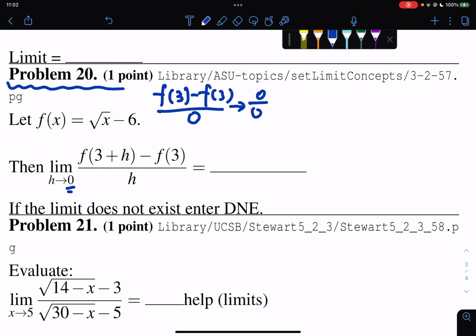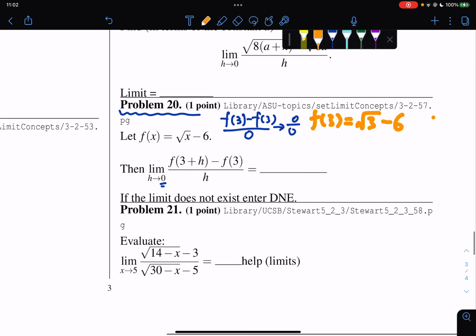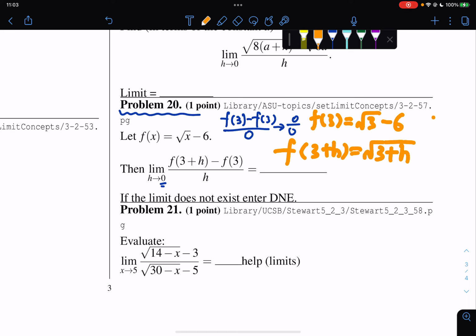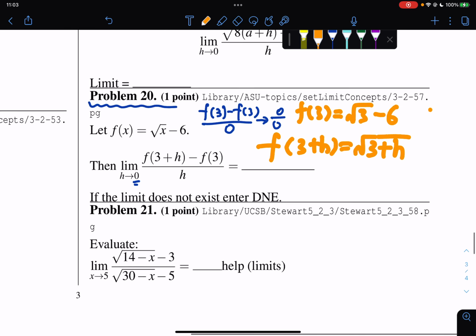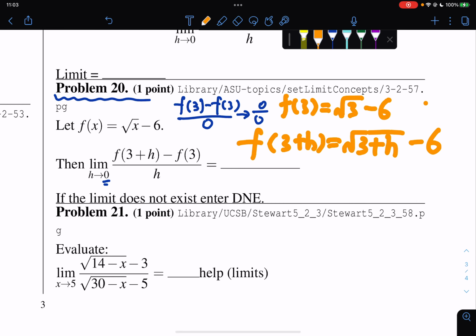In order to solve it, the general idea is some kind of factoring, and my numerator is not super clear here, so I want to find my numerator. Well, f of 3 is easy. F of 3 is simply root of 3 minus 6. So the question is, what's the f of 3 plus h? F of 3 plus h is square root of 3 plus h minus 6. You are replacing your x by whatever is put in the parentheses.